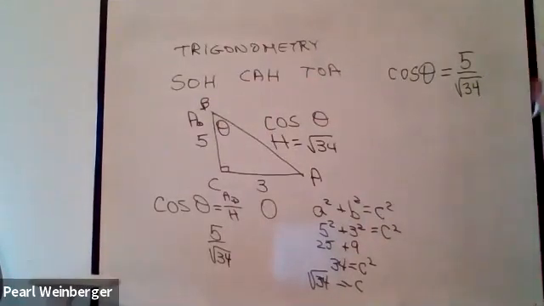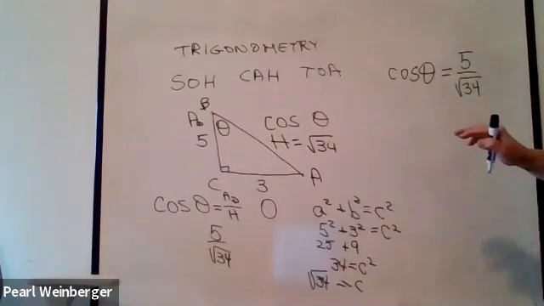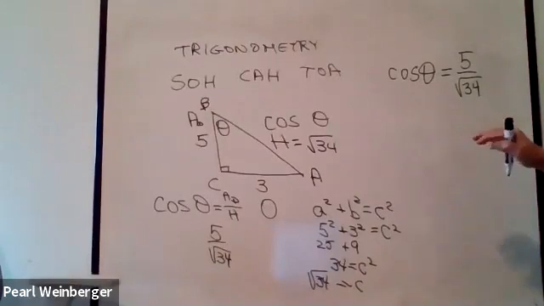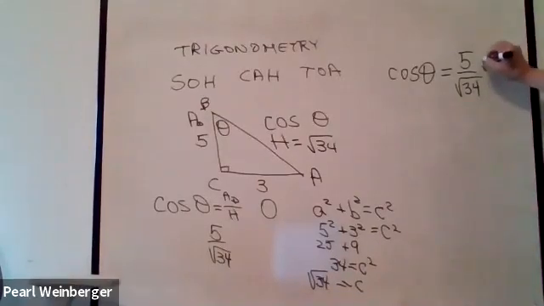Is there something wrong with this answer? Well, usually we do not leave a radical in the denominator. So if we want it in proper format, we want to rationalize this, and we know the way we rationalize the denominator, if it's just a single term, is just multiply the top and the bottom by the radical. So we're going to multiply top and bottom by radical 34.